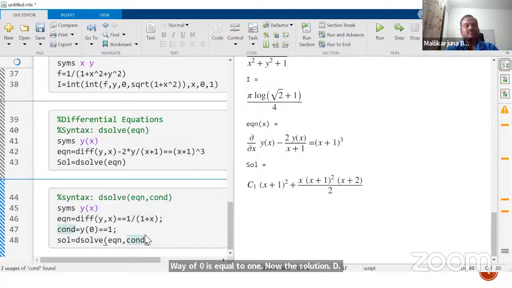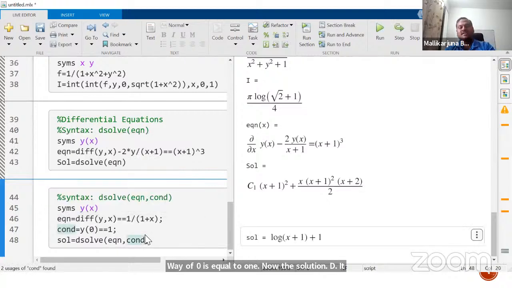equation comma condition. You can see there is no arbitrary constant here. In the previous problem, without condition, we tried and C1 was there. That C1 is nothing but an arbitrary constant. When you use the condition, that arbitrary constant is not appearing here. The constant is obtained from the conditions and the final solution is shown. This is just like solving initial value problems.